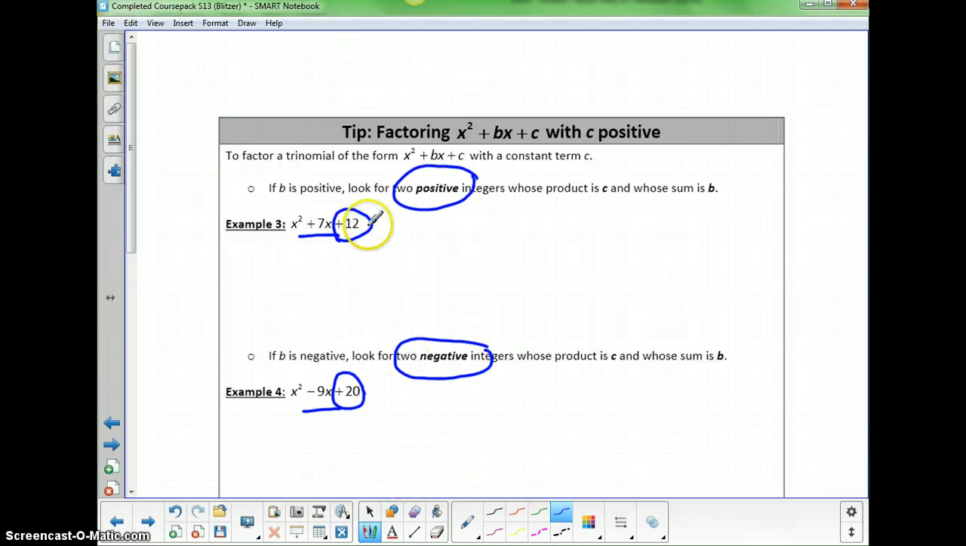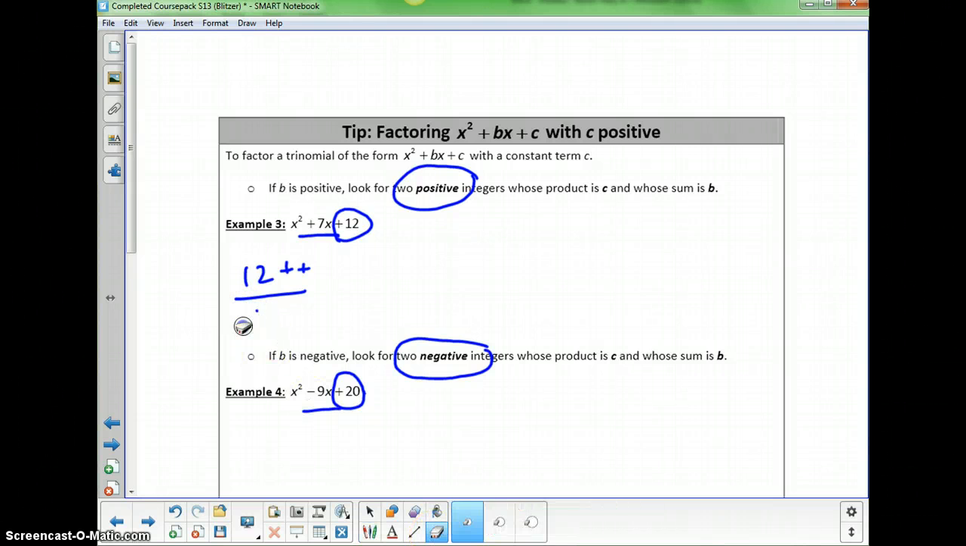Okay, so just by looking at the signs of these numbers right here, I know that I'm looking for two positive values in the first example and two negative values in the second example. That's going to be handy for helping me to factor this. So let's go ahead and take 12. Let's break it up. We're looking for two positive values.